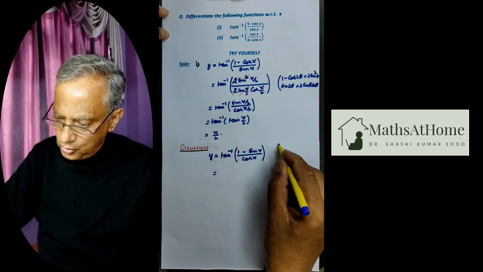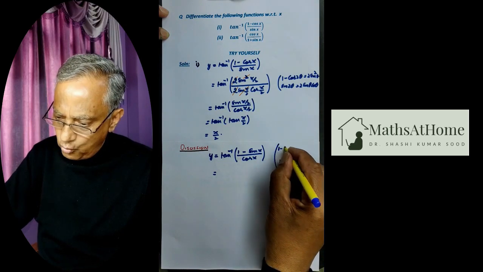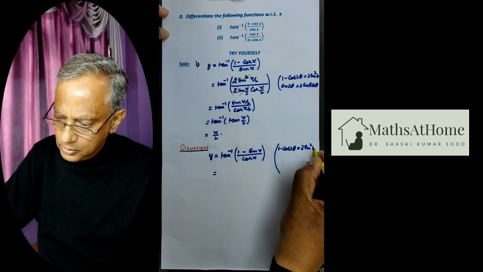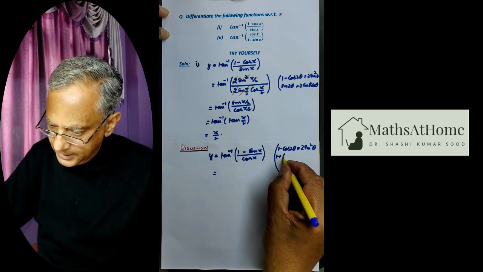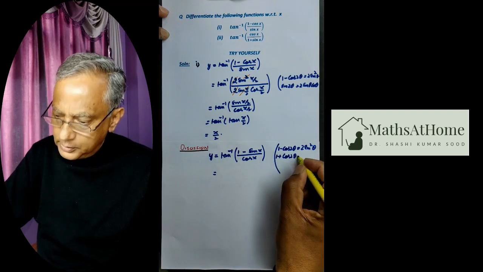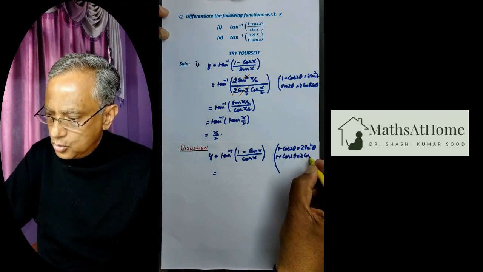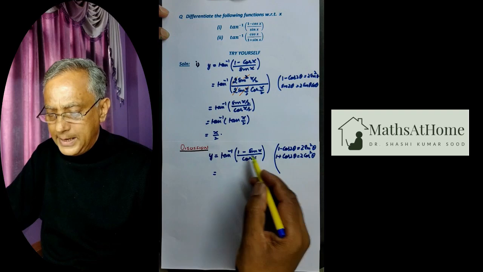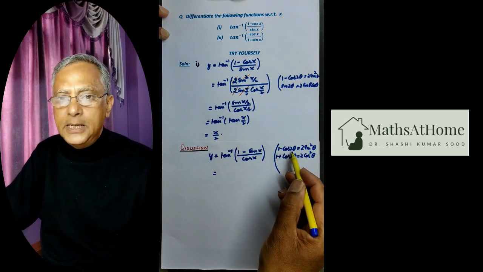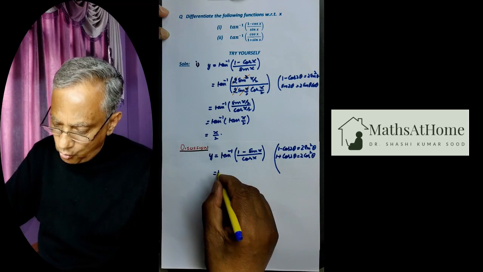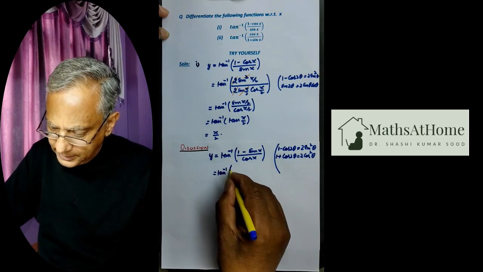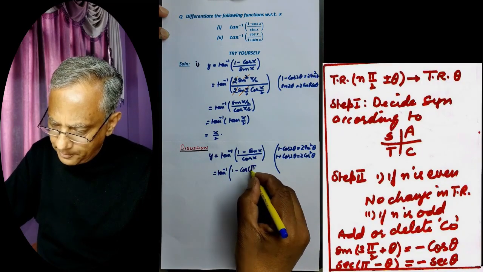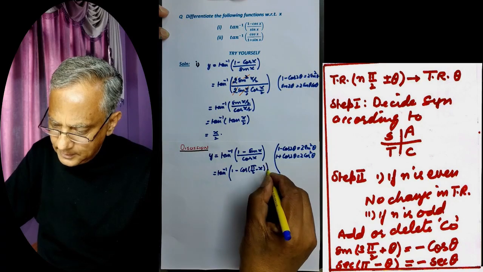1 minus cos 2 theta is 2 sin square theta. We have two very useful formulae. One is 1 minus cos of 2 theta is 2 sin square theta, and second is 1 plus cos 2 theta, and this is equal to 2 cos square theta. So we do not have a formula for 1 minus sin x, but we have a formula for 1 minus cos x. So what we do is, we write this as 1 minus cos of pi by 2 minus x.